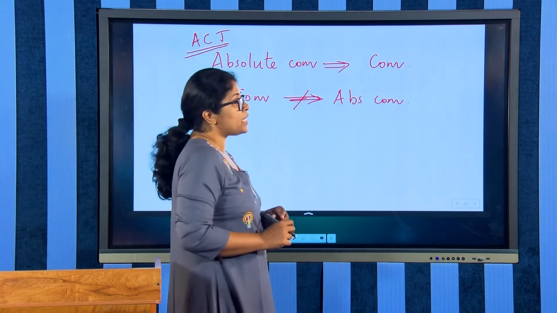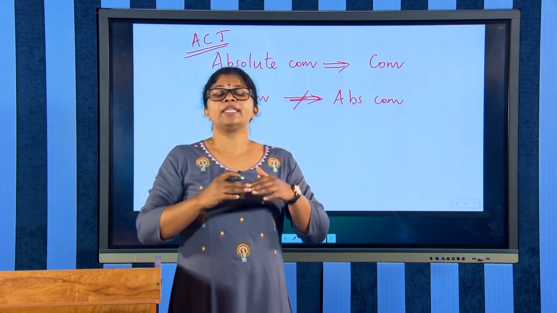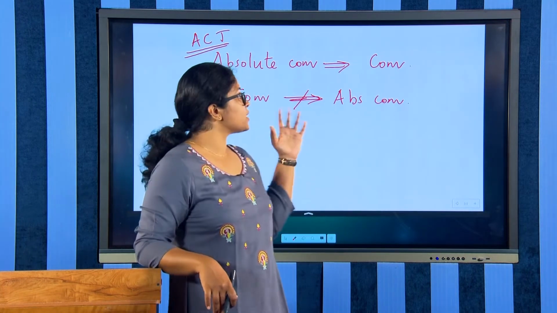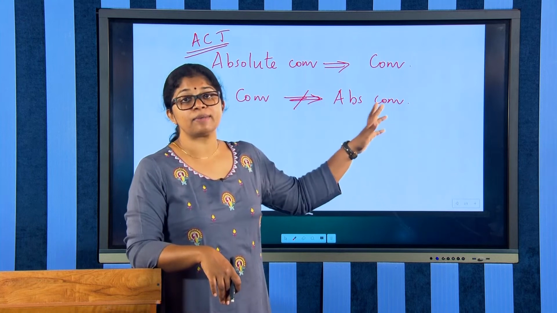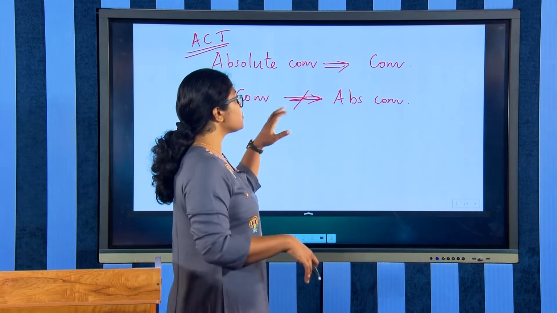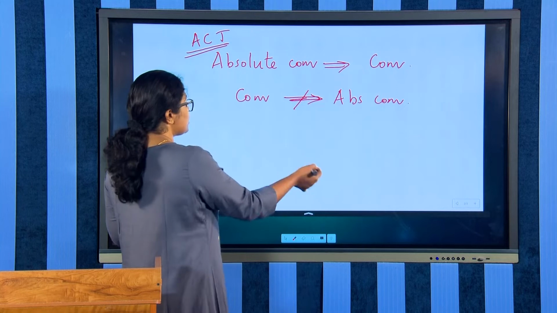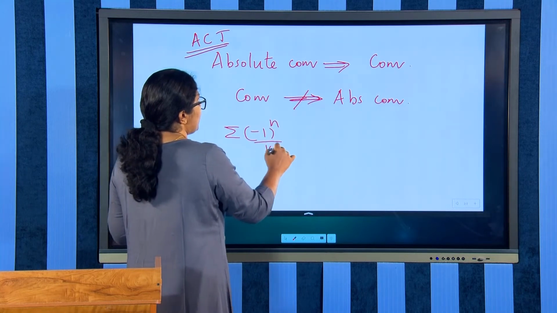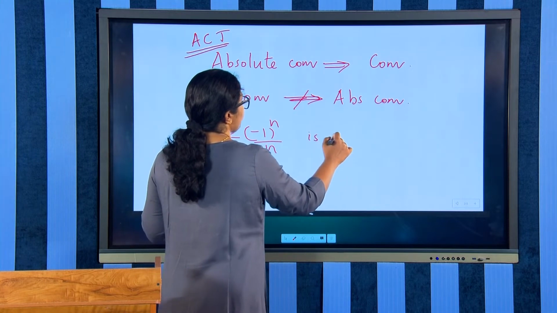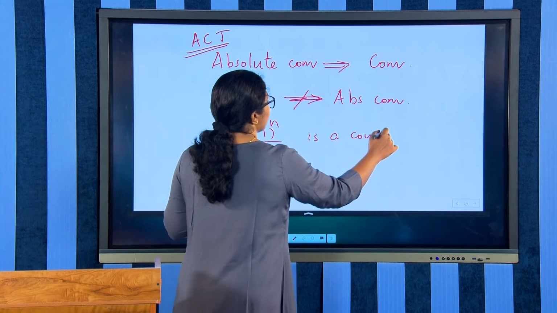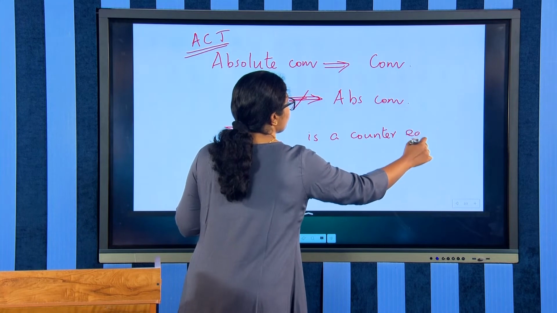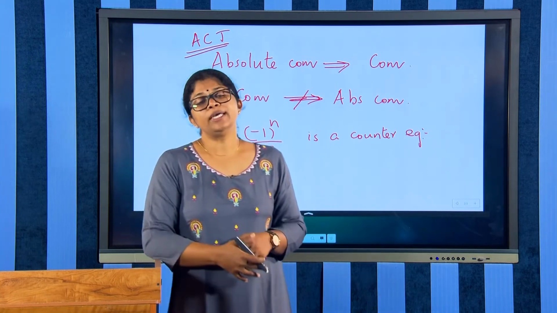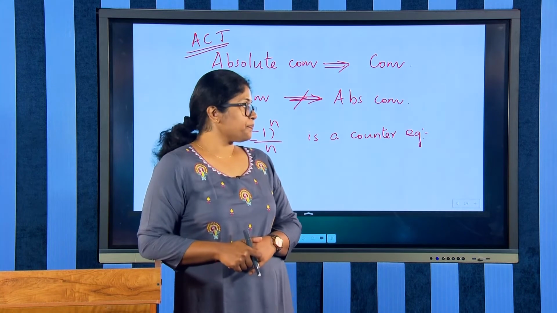So, whenever a series absolutely converges, then automatically the series converges, but whenever the series converges, we cannot say that the series is absolutely convergent, because we have seen some examples. As we have discussed in the previous case, negative 1 power n upon n is a counter example. And that is why the term conditionally convergent came into existence.